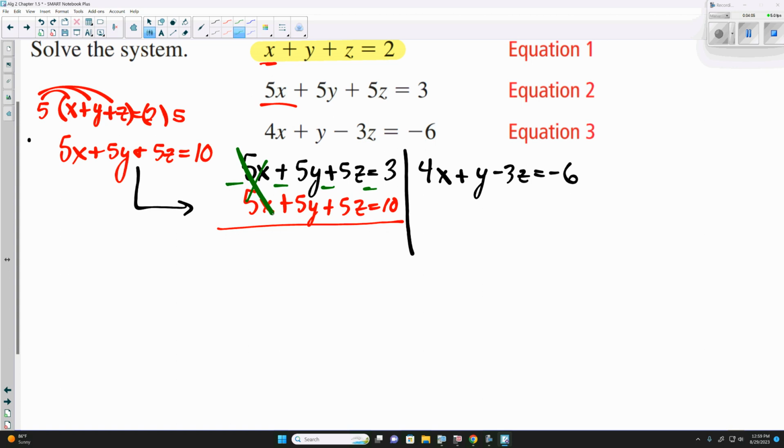5Y minus 5Y is also 0, okay. And 5Z minus 5Z is 0. So this entire side became 0. Now I don't list them out as 0x plus 0y plus 0z because that's just all 0. We can just write 0. Now let's look at the other side.